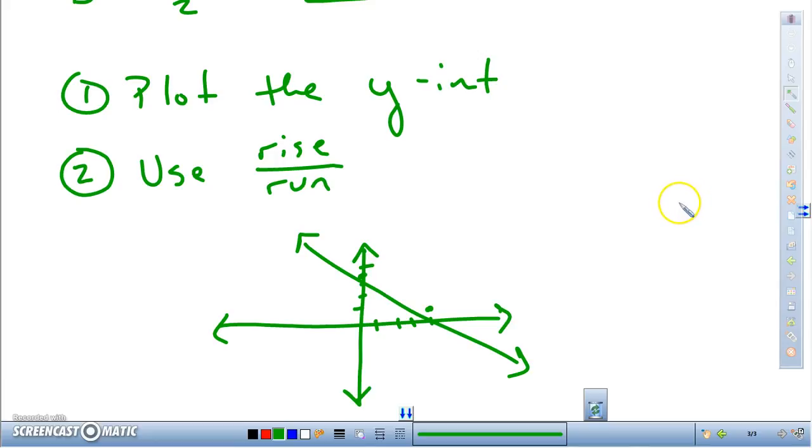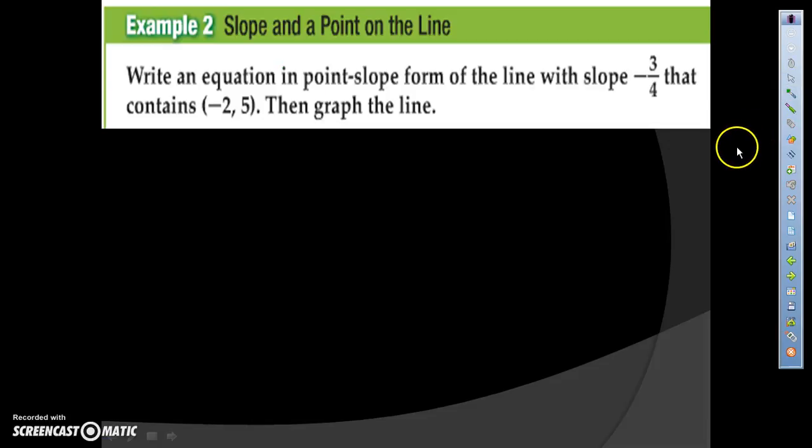Okay, so what I want you to do now is take a few minutes, hit the pause button, and complete guided practice number 2 in your textbook with the same directions that we just used for this one. Not point slope form, but write the equation in y-intercept form and then graph the line. And we'll take a look at that together in class on Monday.